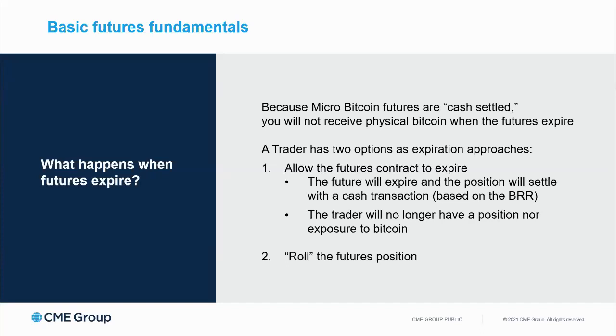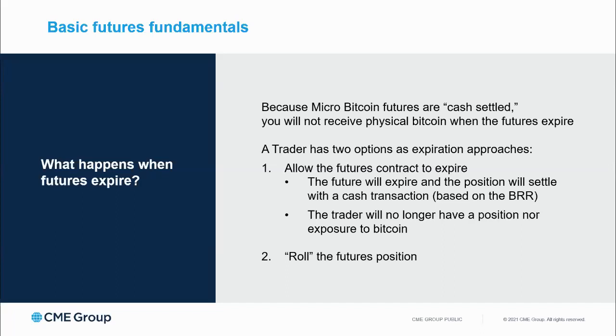But on the cash settled side, where the micro Bitcoin falls, these are settled on the last trading day against the Bitcoin reference rate. So if you were to allow your micro Bitcoin future to expire, the future will expire and the position will settle with a cash transaction based on the Bitcoin reference rate. So at the time of expiration, you let it go all the way. After it expires, the trader is no longer going to have a position or exposure to the Bitcoin contract.